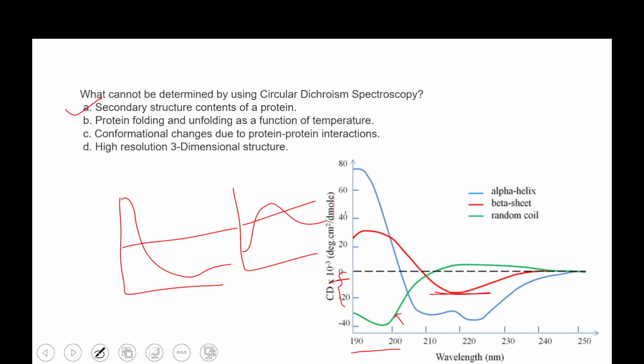Also the conformational changes due to protein-protein interaction. If only a single protein is given, you are getting alpha helix or beta sheet. If both the proteins are given, then there will be some changes. So although secondary structure analysis can be done, the high resolution three-dimensional structure cannot be determined using circular dichroism.